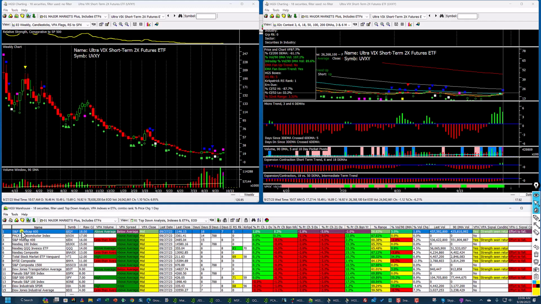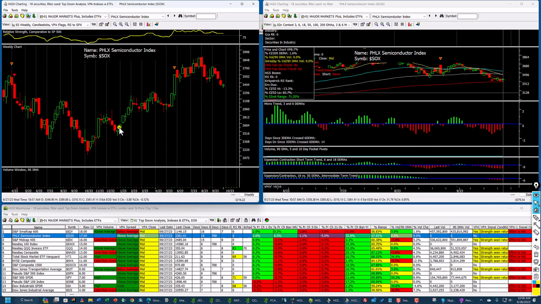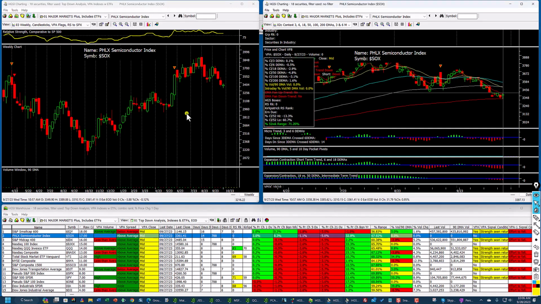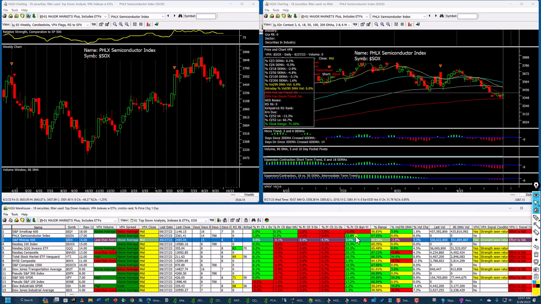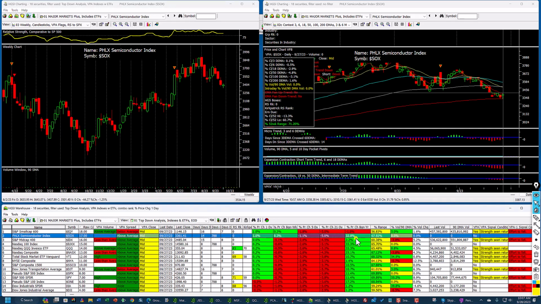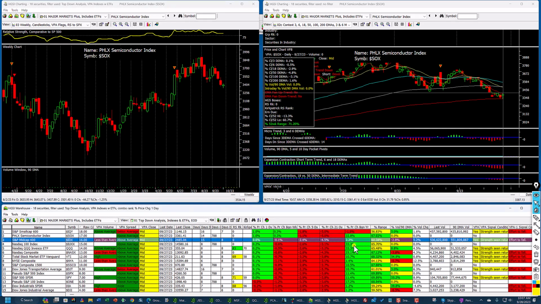Now, I want to go back up to look at the semiconductors. And even though there is no volume on this chart, we can look at the weekly and see that this index had done quite well for quite some time, but it's been in a chop since this week here, which is back in June. If you look down here at the warehouse view, you can see that this index is still up 32.8% since the beginning of the year. So it's had a really good year. It's just that a lot of profits have been given back in recent weeks.